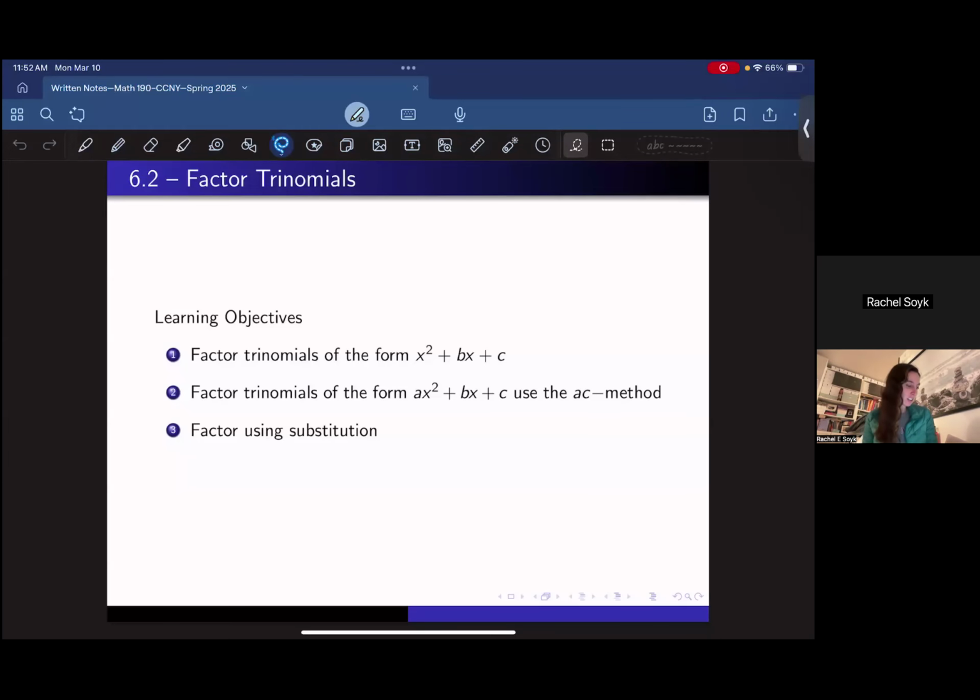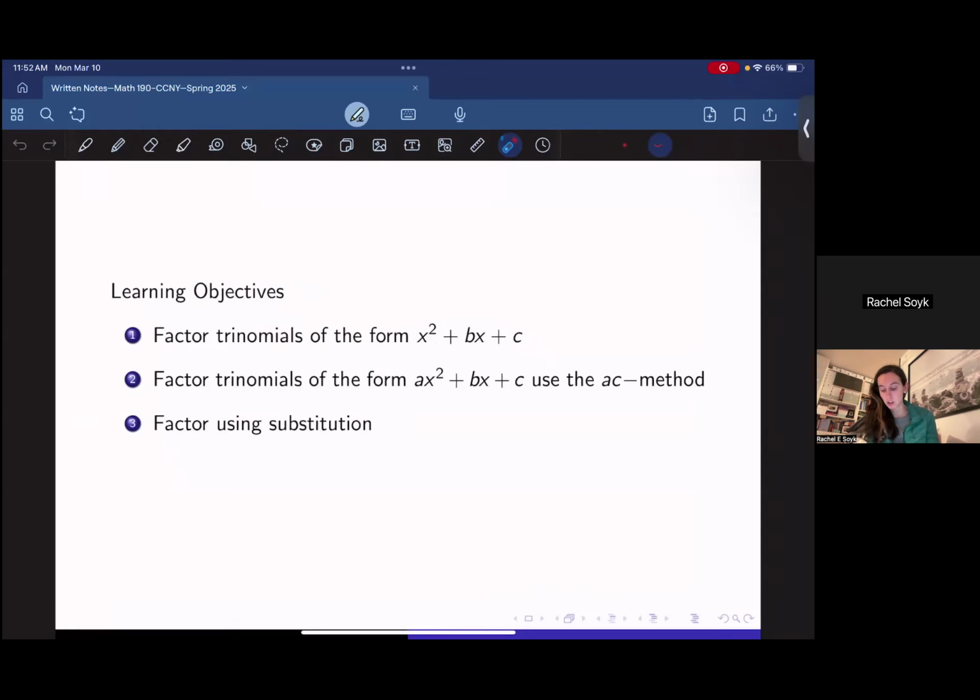Hi all. Today we're going to be covering section 6.2, which focuses on learning how to factor trinomials. Our learning objectives for today are the following. We'll be able to factor trinomials in the form of x squared plus bx plus c, and that's where we have that coefficient of 1 in front of our general form.